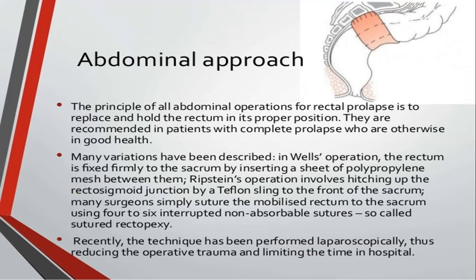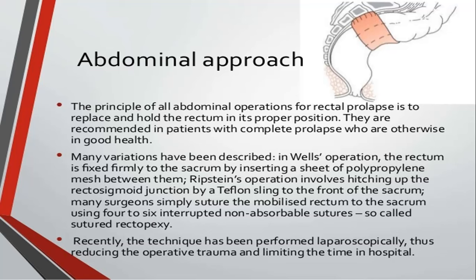Now the abdominal approach. The principle of all abdominal operations for rectal prolapse is to replace and hold the rectum in its proper position. These are the principles for the abdominal approach. They are recommended in patients with a complete prolapse who are otherwise in good health. So abdominal operations are for patients who are in very good health, because they can tolerate general anesthesia.